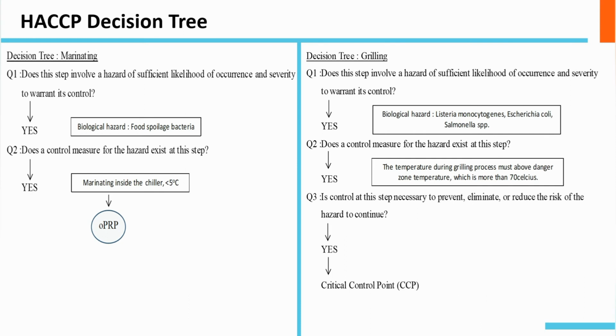Next, marinating. Marinating involves a biological hazard, food spoilage bacteria. The control measure is marinating inside the chiller at less than 5 Celsius, thus it's considered as OPRP. Lastly is grilling. Grilling involves a biological hazard, Listeria monocytogenes, E. coli and Salmonella species. The control measure is that the temperature during the grilling process must be above danger zone temperature, which is more than 70 Celsius. This step needs to be controlled in order to prevent, eliminate or reduce the risk of the hazard to continue. Therefore, this step is CCP.